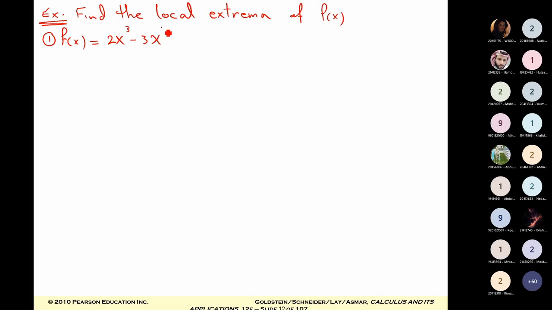Example: find the local extrema of f of x. Number one, f of x equals 2x to the power 3 minus 3x squared minus 12x plus 5.